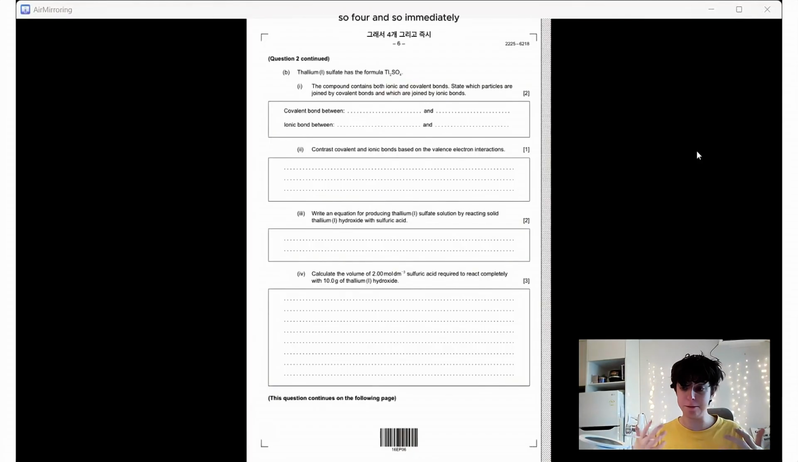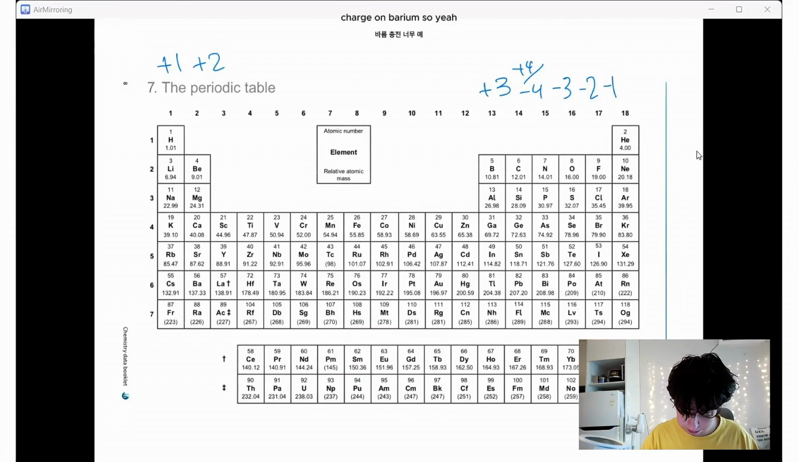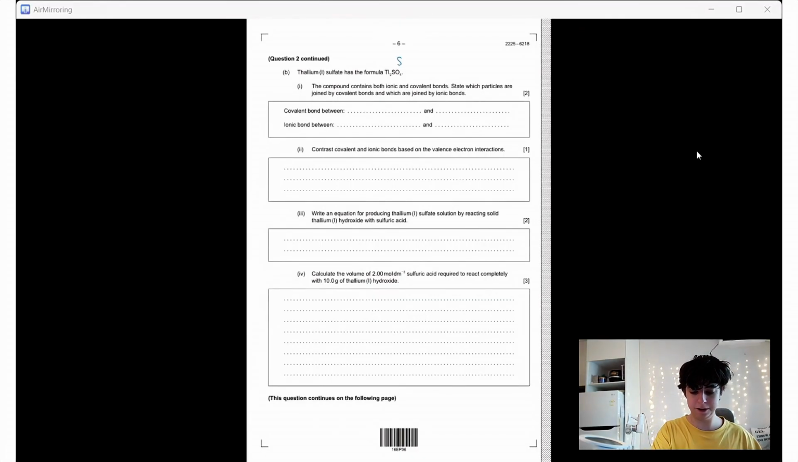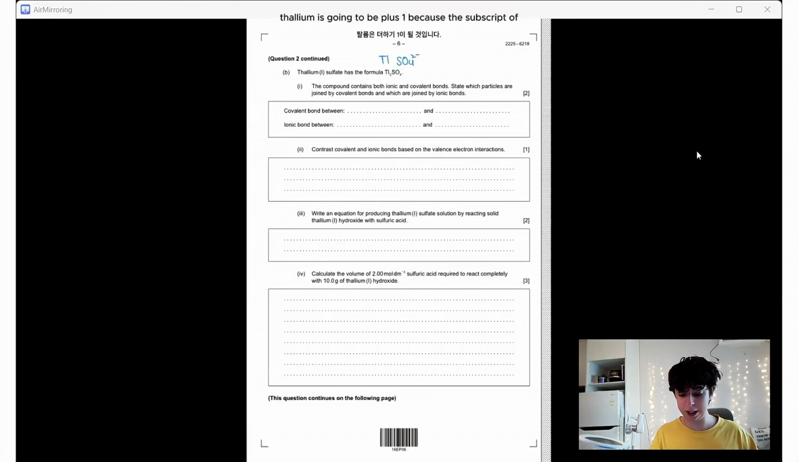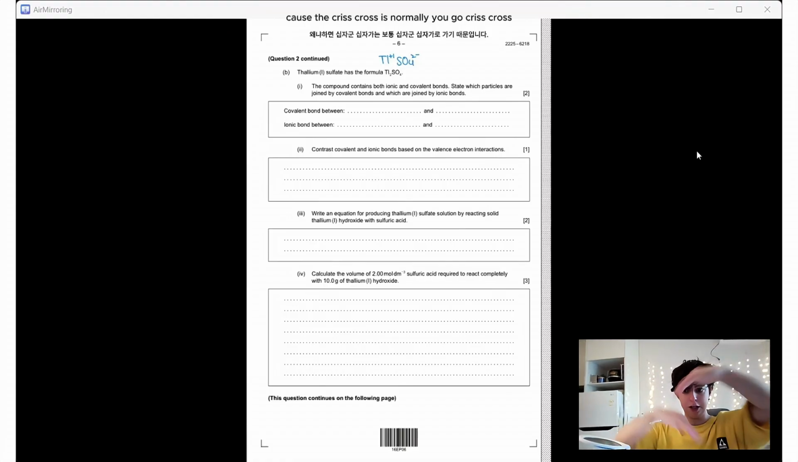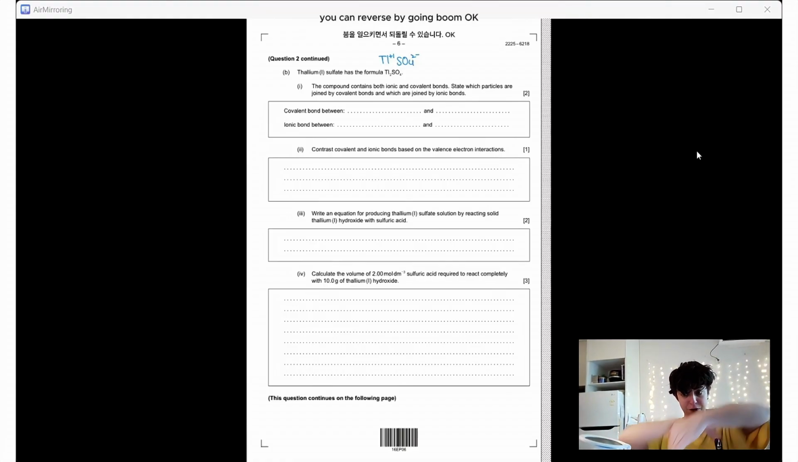Tl2SO4. And so immediately what this is telling us is the charge on thallium. So yeah. And so this SO4 is 2 minus. Meanwhile, thallium is going to be +1 because the subscript of SO4 is 1. There's only one of them. That means that has to be the charge because of the crisscross. Because normally you go crisscross, we can reverse it by going boom.